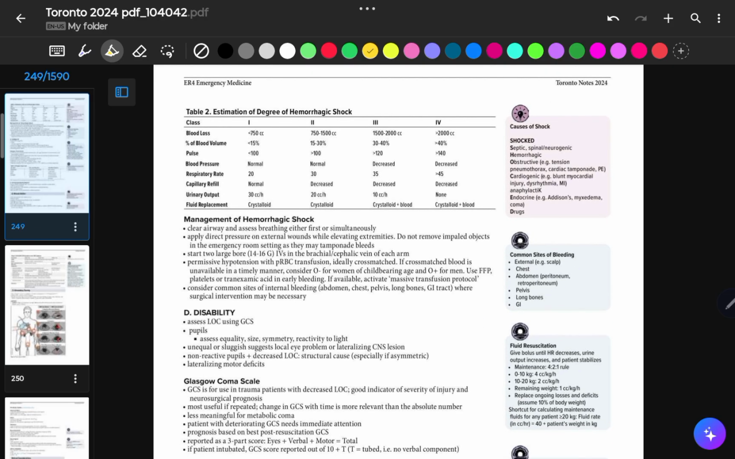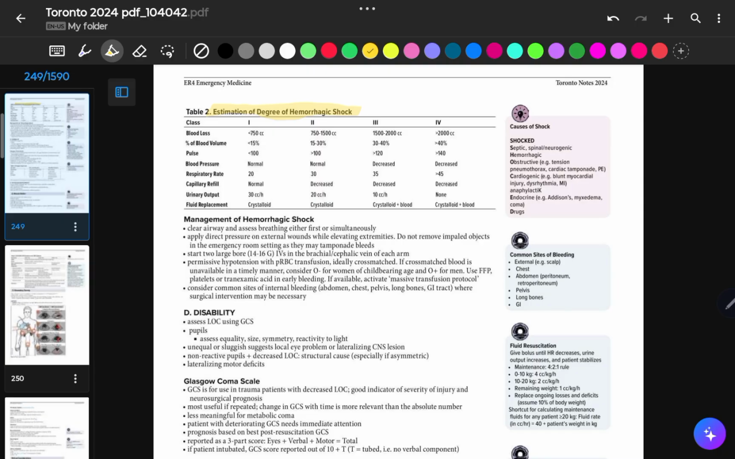So this is also important, estimation of the degree of hemorrhagic shock. So we have 4 classes. We have class 1, class 2, class 3, and class 4. All right. So class 1, the blood loss is usually less than 750 mL. And normally everything is usually normal. You're starting from the pulse. Your pulse is normal. Your blood pressure is normal. Respiratory rate is normal. Your capillary refill is normal. Urine output is normal. And usually you give them crystalloid.